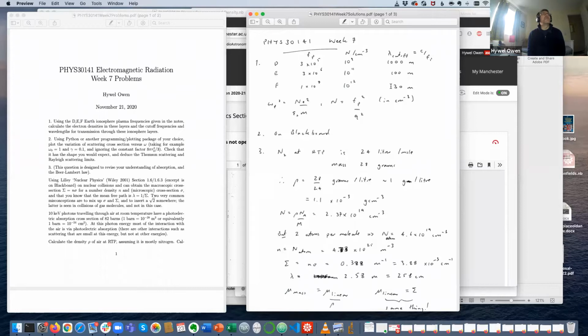And if it encounters a plasma such that the frequency of the radiation is below the plasma frequency, so that the wavelength is longer than the plasma wavelength, then the radiation is completely reflected. However, if the frequency of the incoming radiation is above the plasma frequency, then the radiation can penetrate the plasma.